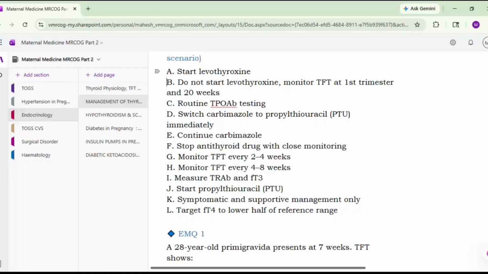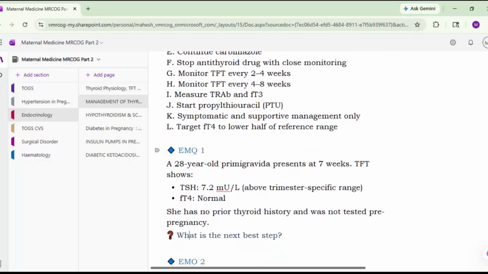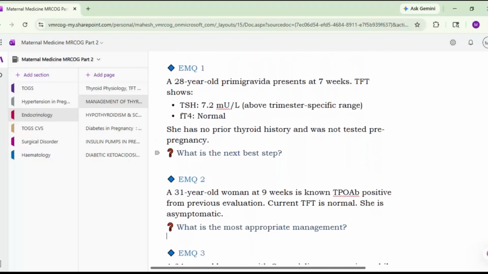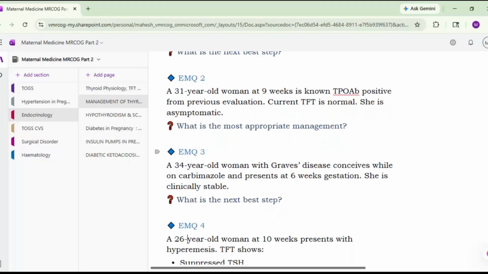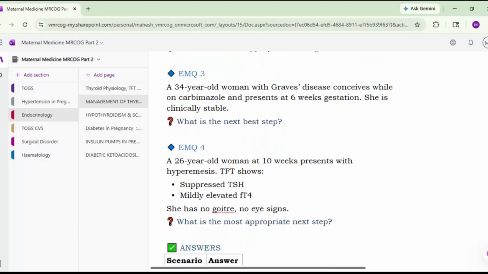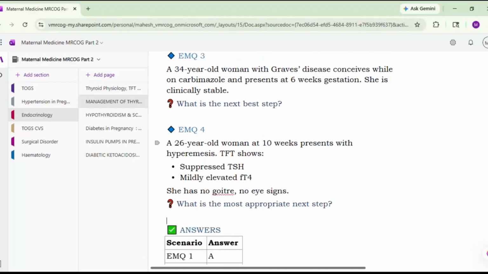See, here is another option, start PTU. So when you just look at it haphazardly, you should read and go through all options, and whatever is best, then you select. These are a few mistakes which happen when you solve SBA. Even if you know the correct answer, it should be correct as well as best.